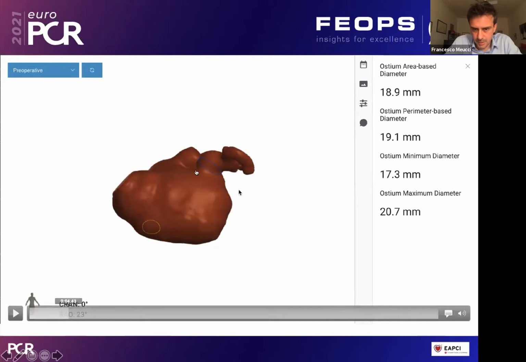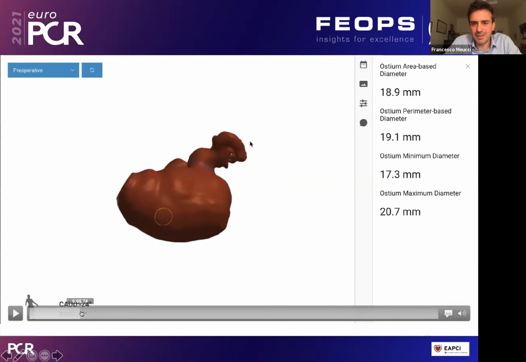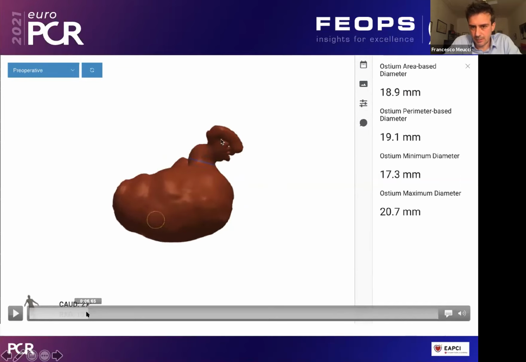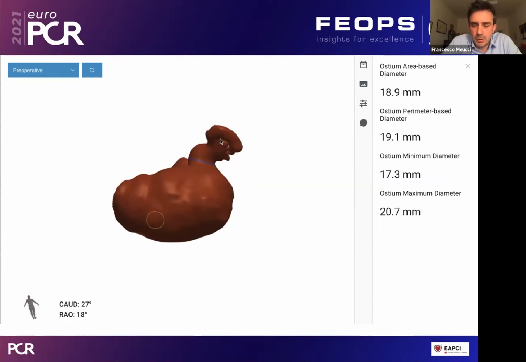The FEops people have become very good at finding the landing zone, and in the lower part of the screen you see the degrees, so you can predict very easily, moving the whole left atrium, your implant projection, in order to be perfectly perpendicular to your landing zone when you go in the cath lab and want to implant the device.